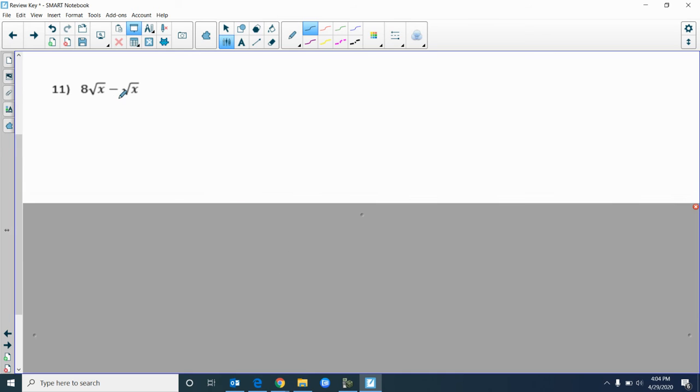Same thing here for 11. 8 square root of x minus square root of x. Remember, there's a 1 in front of that square root. 8 minus 1 gives me 7 square root of x.